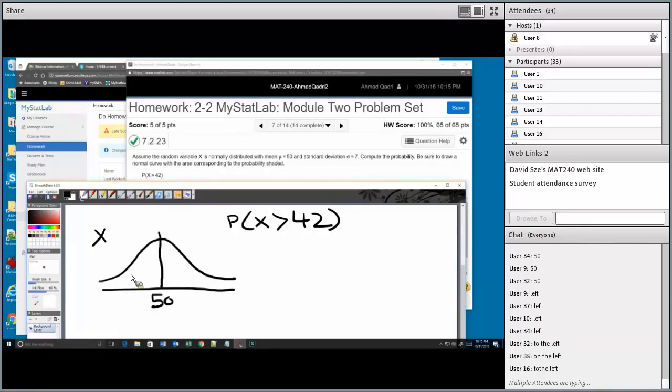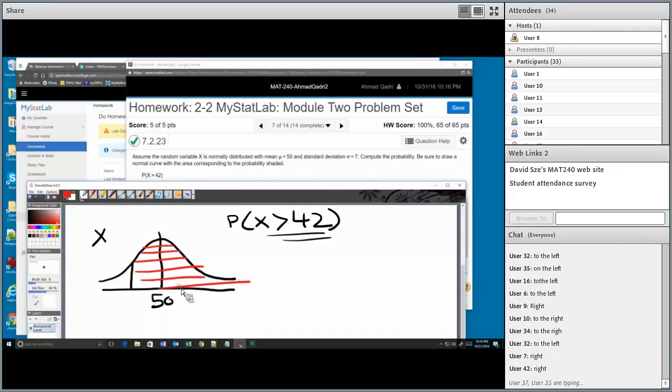It's on the left side, right? So it's maybe somewhere here. 1 standard deviation away is 50 minus 7, which is 43. So 42 is probably here somewhere. And where is this area? X is greater than 42. So what area are we talking about? Area to the right side of it or to the left side of it? Area to the right side of it. So I'm talking about this area.